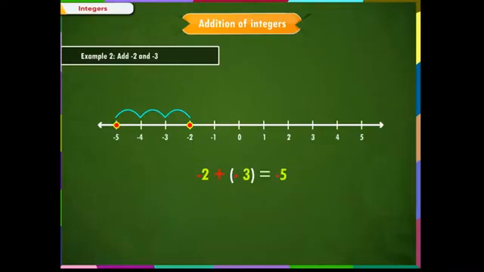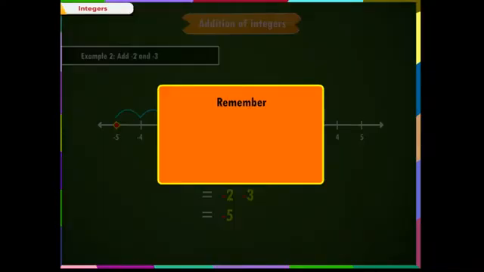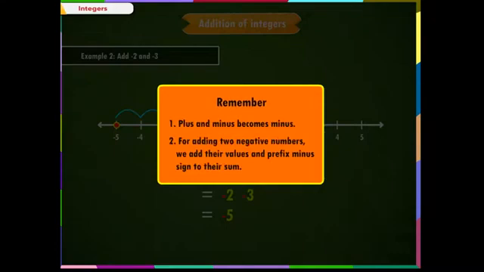We can also write this problem as -2 plus -3, which is equal to -2 minus 3, equal to -5. Remember the important points. 1. Plus and minus becomes minus. 2. For adding two negative numbers, we add their values and prefix minus sign to their sum.